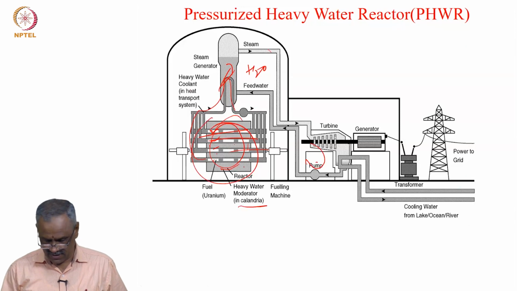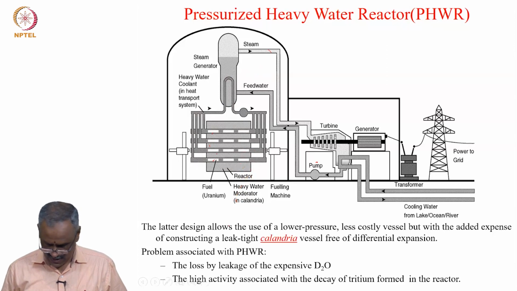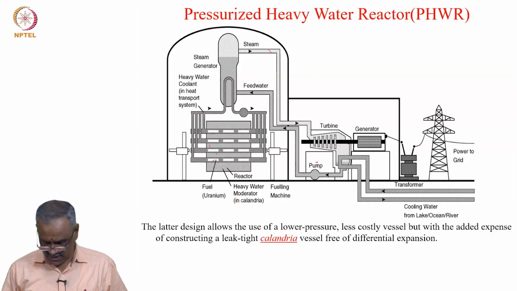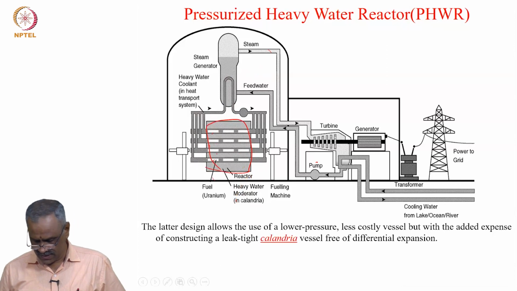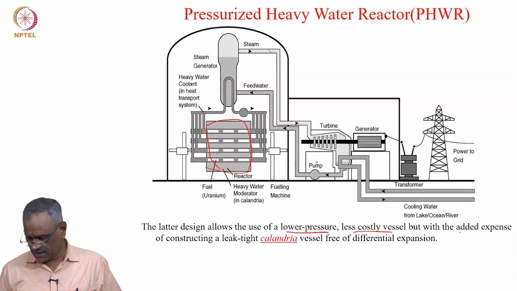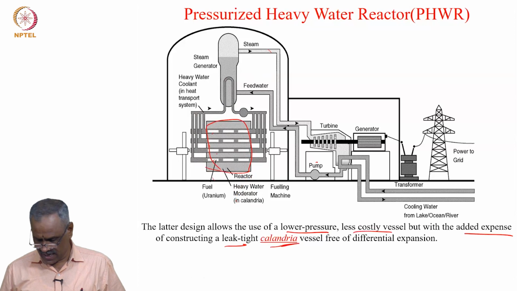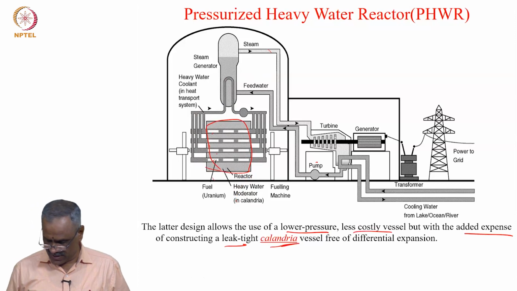This part is called the calandria, because it is horizontal loading, as compared to the other side. It allows the use of a low pressure, less costly vessel, but it adds expense to the construction of the leak-tight calandria vessel, and it is free from differential expansion.